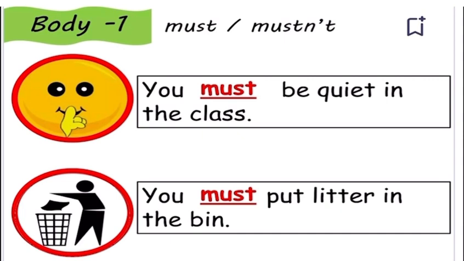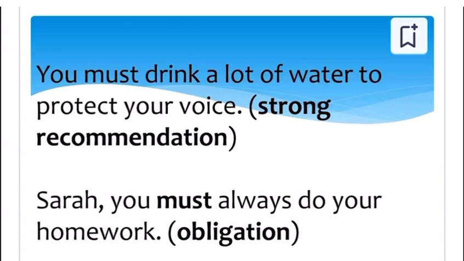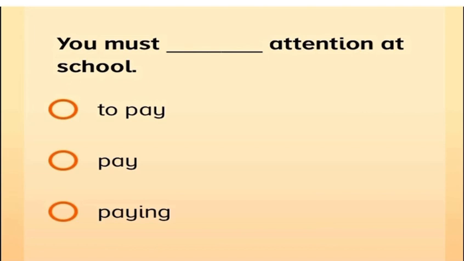For example, you must be quiet in the class. You must put litter in the bin. You must drink a lot of water. We didn't say you must drinking. And Sarah, you must always do your homework. So we are telling someone to do something. You must do that thing. So you have to do it.